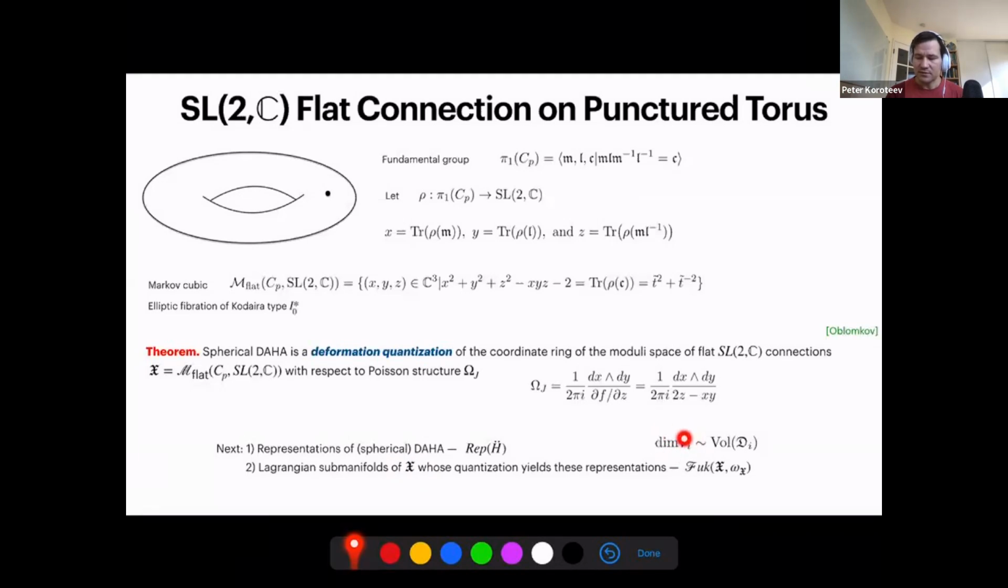So the dimensions of DAHA modules will be equal to symplectic volumes of those Lagrangians. And these Lagrangians, or Lagrangian branes, form the Fukaya category of X with respect to a certain symplectic form, which I'll specify in a couple of slides. Basically the theorem that we're proving is that for SL2, there's an equivalence in some derived sense between the representation category of DAHA and the Fukaya category of X.